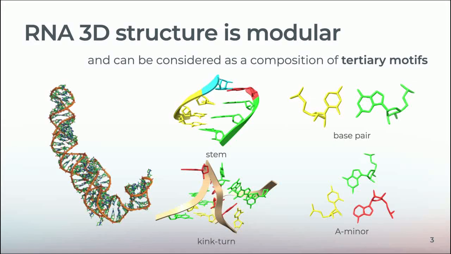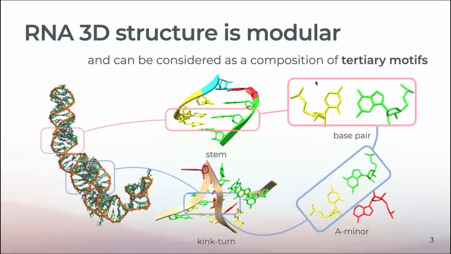RNA's 3D structure is modular and can be considered as a composition of building blocks that we call tertiary motifs. The stems, kink turns, base pairs, A-minors, etc. are all examples of tertiary motifs. Some of these motifs can appear as a part of a more complex motif in different ways, in different contexts, as the entire structure can be represented by a composition of such recurrent 3D motifs.